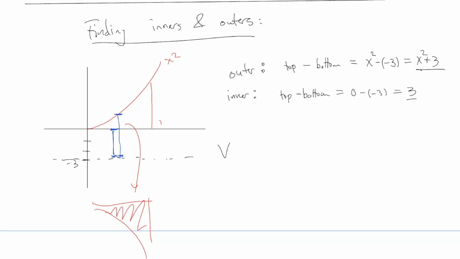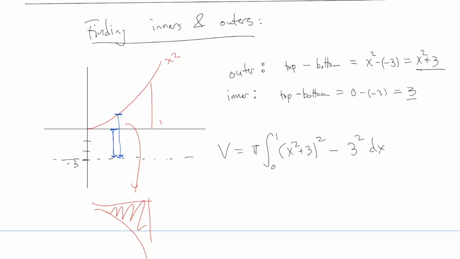So the setup here, I'm not going to do the integral like I said, but it's going to be pi times the integral from 0 to 1, and then outer squared, which would be x squared plus 3 squared, minus inner squared, like that. And if you really wanted to calculate this, you would have to do the FOIL on the first part. But I don't think we need to go through it. All right.